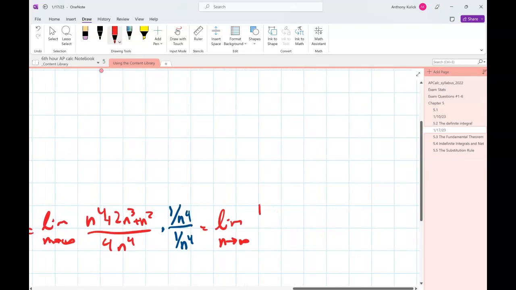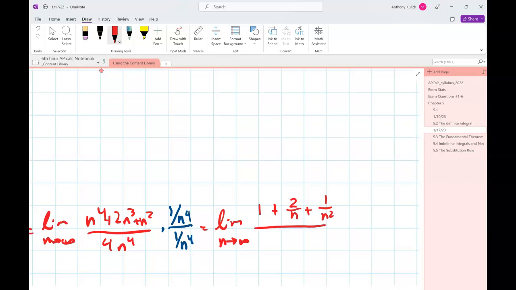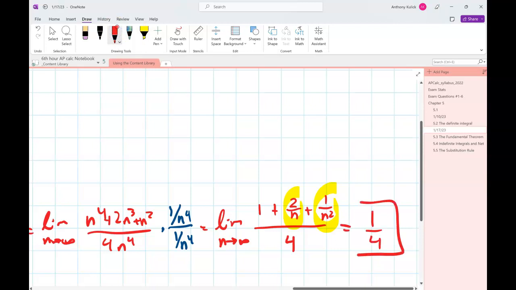So that's going to give me 1 plus 2 over n plus 1 over n squared, over 4. And when I do the limit now, those pieces go to 0. So I'm left with 1/4. Yeah, because you're getting 2 over infinity or 1 over infinity, which is just little over huge, which is 0. At least in calculus land, right?